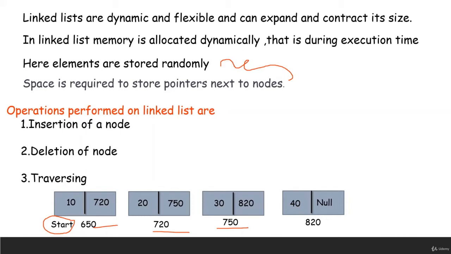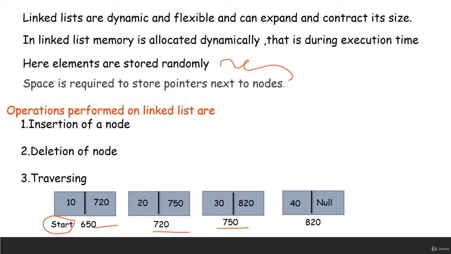This is the speciality of a linked list, that in a linked list elements are stored at random memory addresses. Space is required to store pointers next to nodes, because a node consists of 2 parts. It does not only hold the value, it also holds the address of the next node. That's why space is required to store pointers next to nodes.